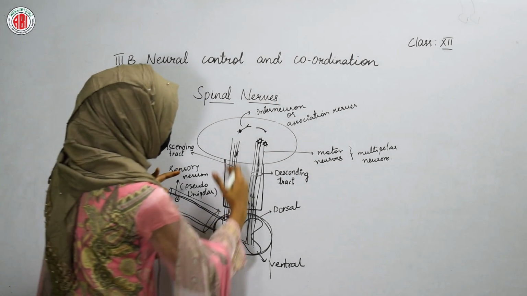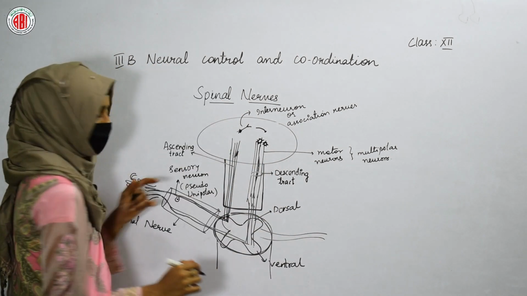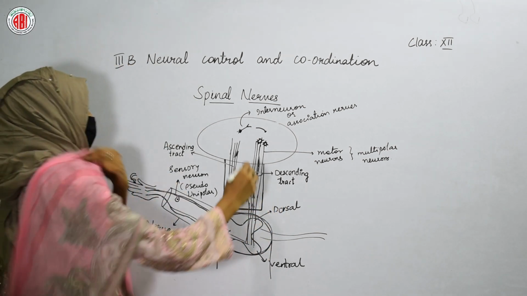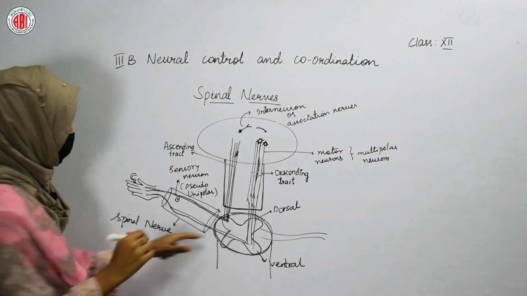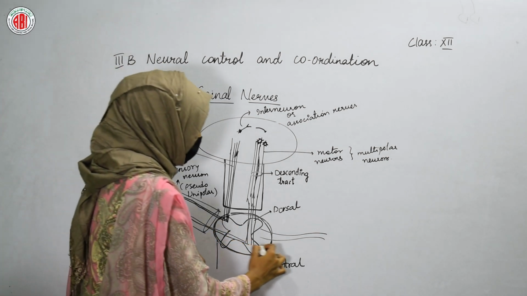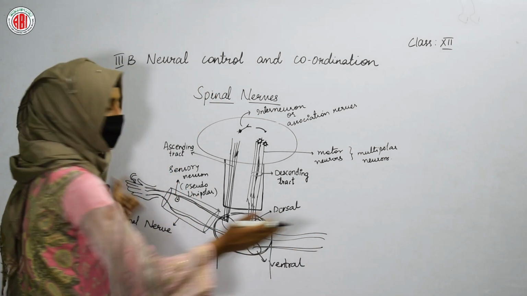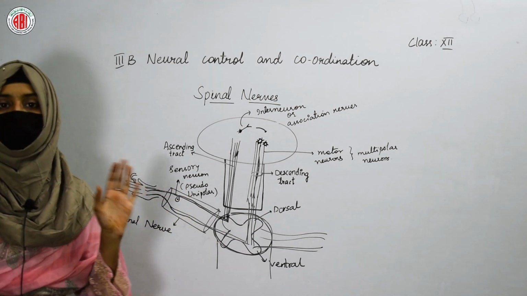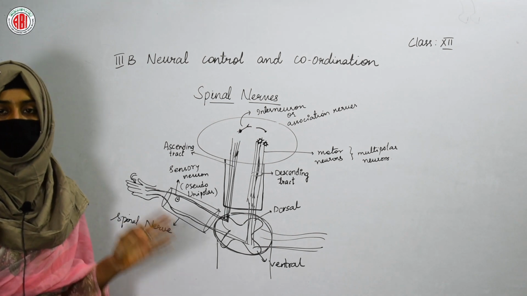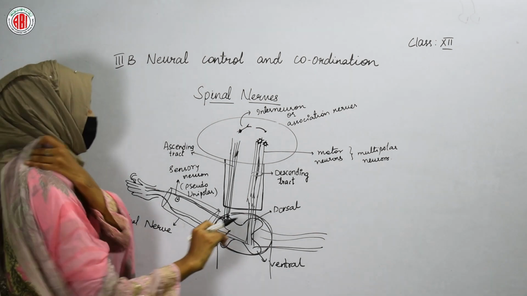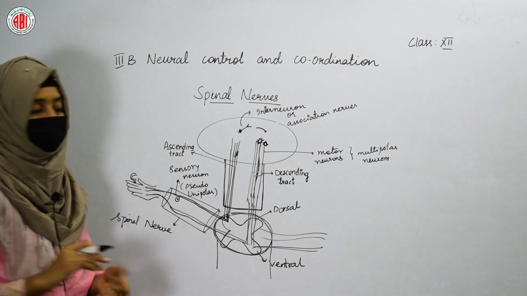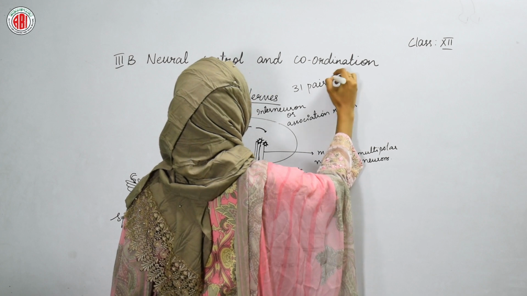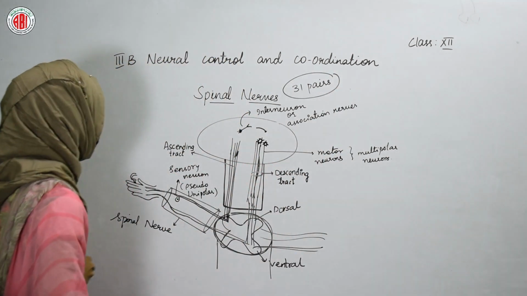From here the sensory neurons are travelling, and from this part also the sensory neurons travel and reach the dorsal side. And here the motor neurons reach the ventral side and send the motor neurons to both sides in pairs. So the spinal nerves are always found in pairs. How many pairs of spinal nerves are found in our body? There are 31 pairs of spinal nerves in the human body.